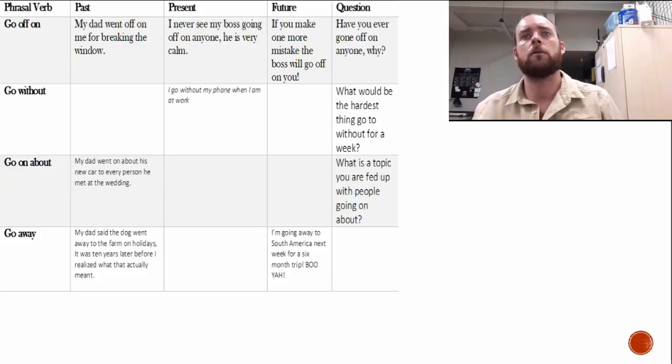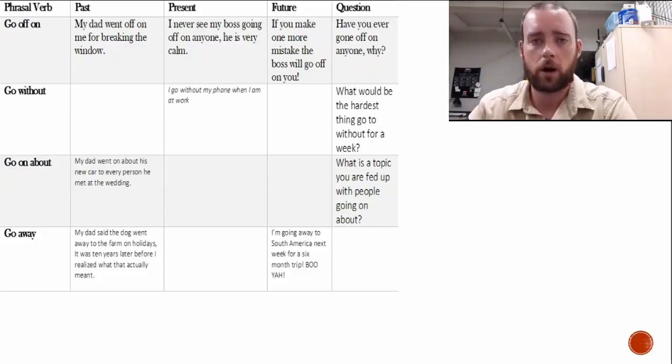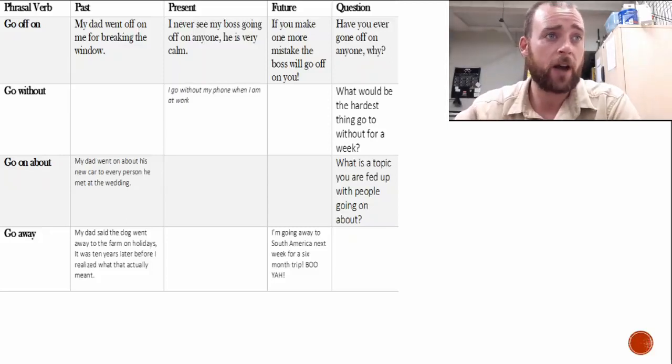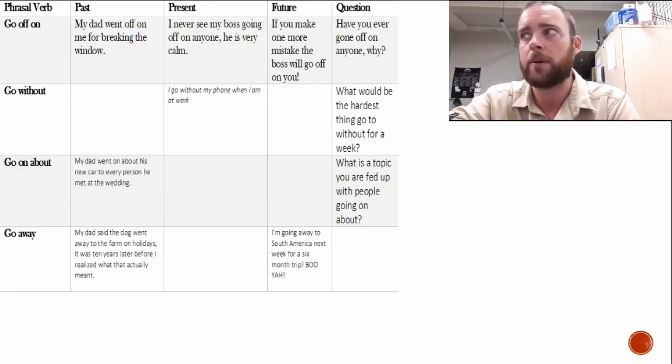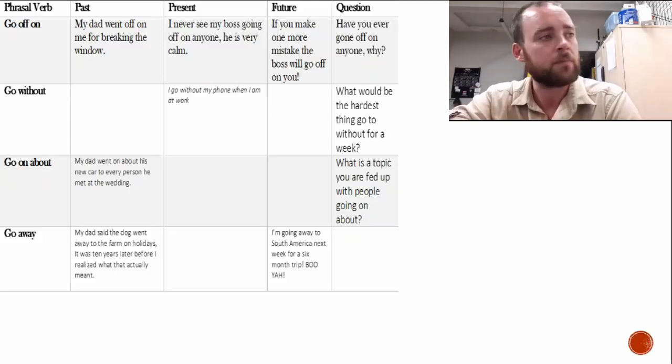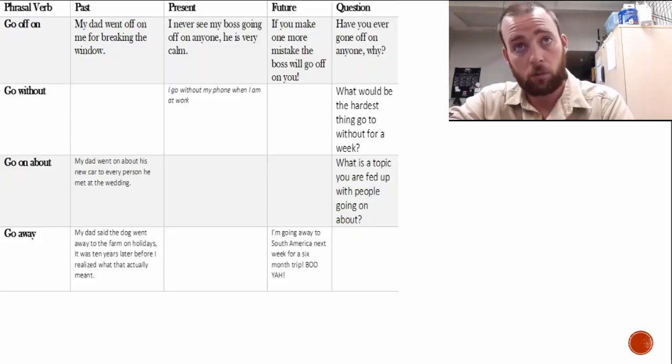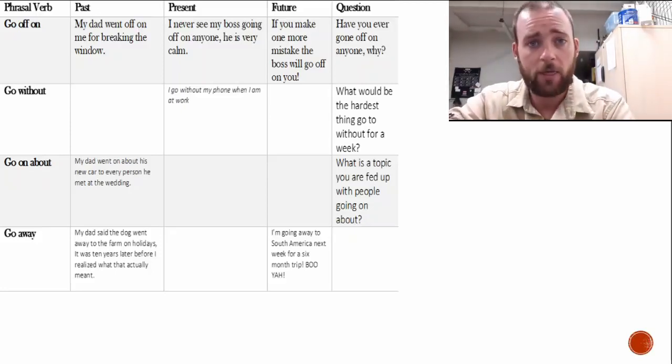What is a topic you are fed up with people going on about? Politics. I'm fed up of people going on about politics all the time. Fed up. Beautiful phrasal verb. Anyways, what you should do, fill in that table.